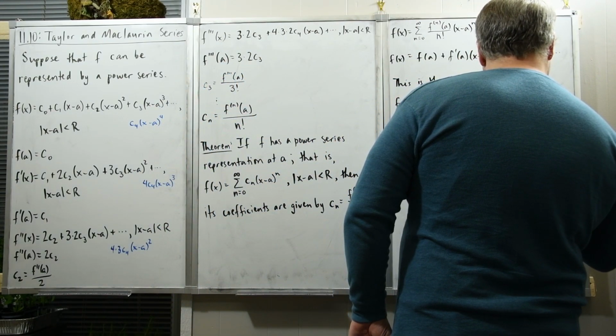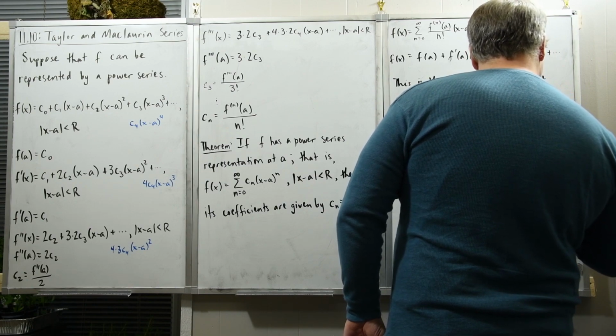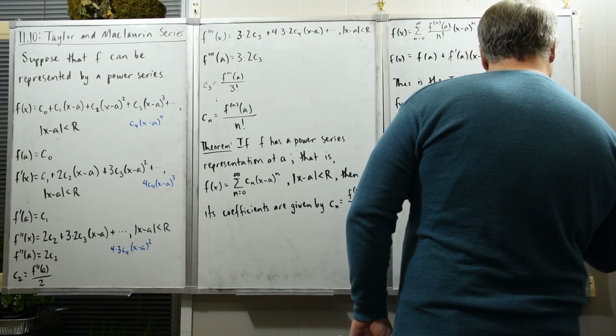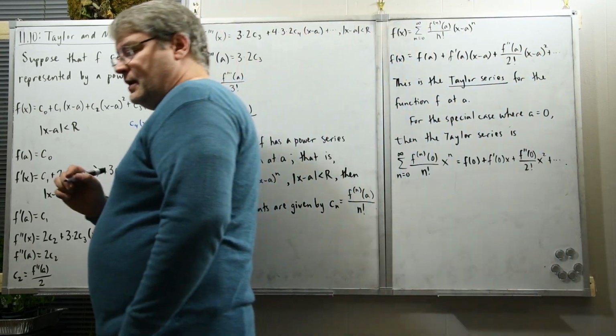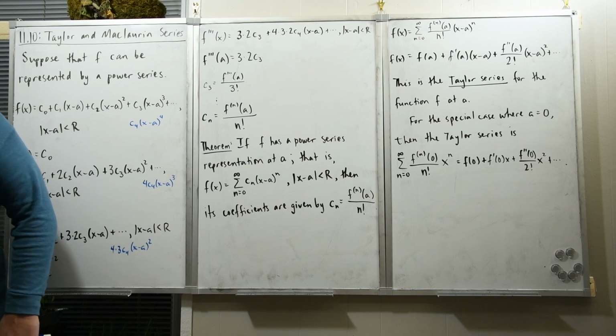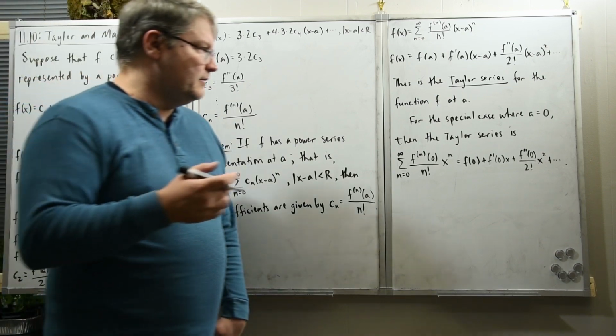And so that sort of pattern is just going to continue. So once again, this is what we refer to as a Maclaurin series, a Taylor series centered at 0.